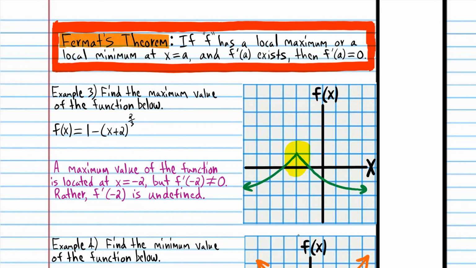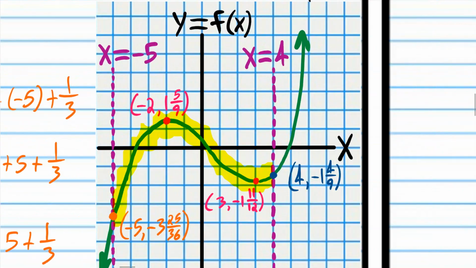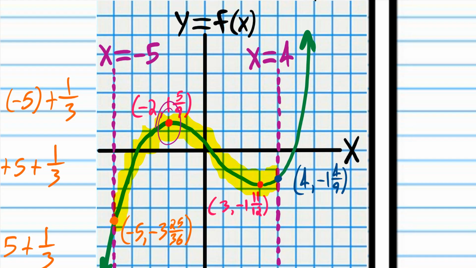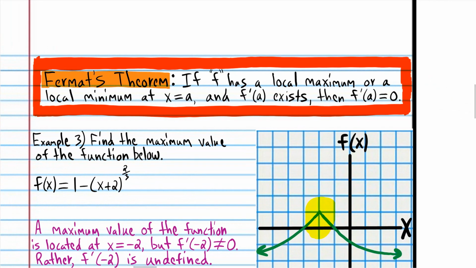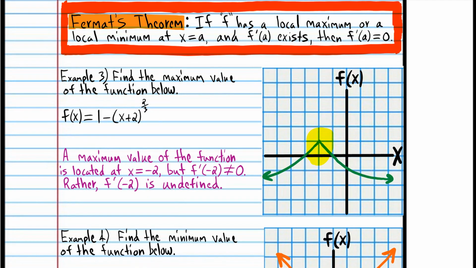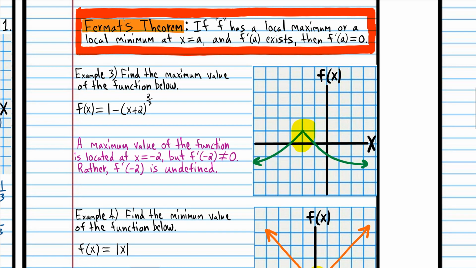Now, notice it said here that the derivative at that particular x value has to exist. Fermat's theorem only applies if the derivative exists. And again, Fermat's theorem is telling us that the derivative here and here is 0. We have to set the derivative equal to 0. So that's what Fermat's theorem is talking about. Most students don't really remember Fermat's theorem. They just remember the concept. So if you don't remember this theorem, that's not really a big deal. But again, this theorem only works if the derivative exists.